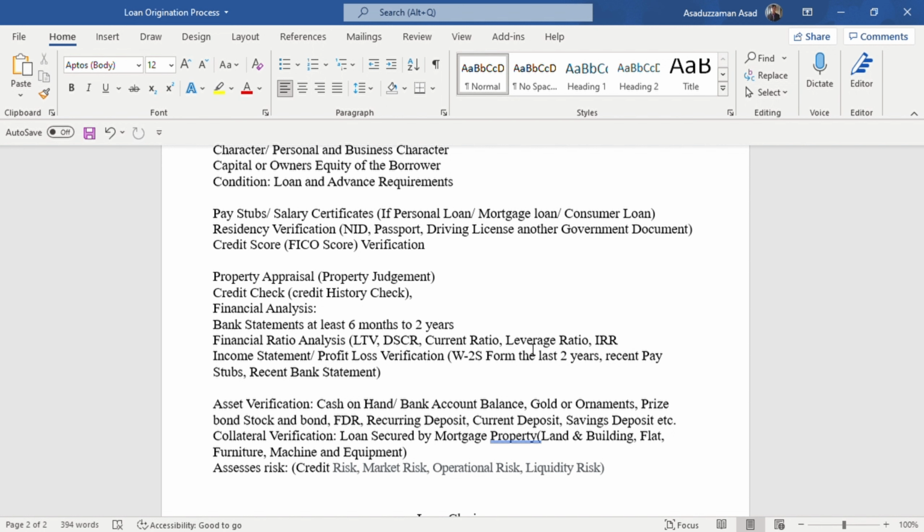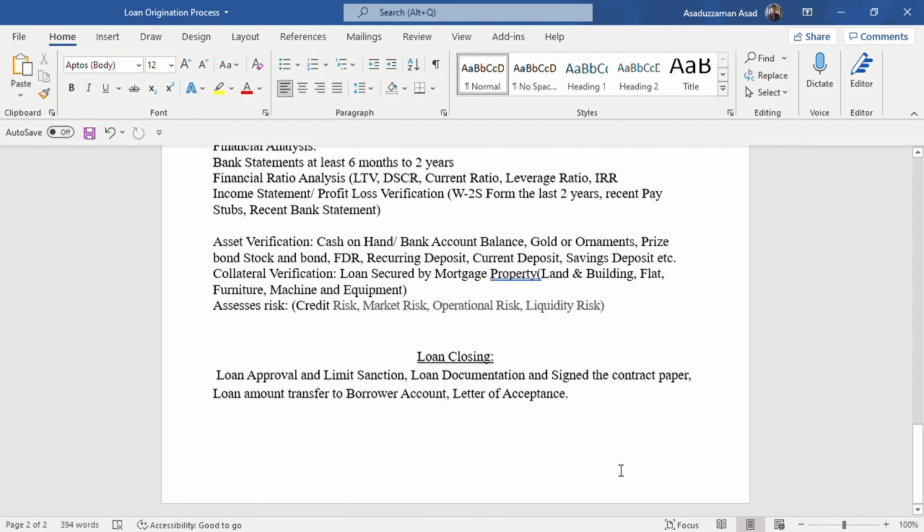Operational risk will be analyzed by the underwriter and liquidity risk is also analyzed by the underwriter. Liquidity risk means current ratio, ADR ratio, asset to deposit ratio, current ratio, current asset by current liability. It is also very important to judge the financial condition of the borrower.